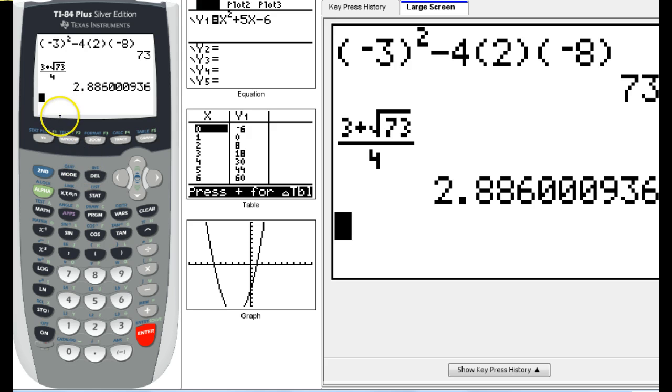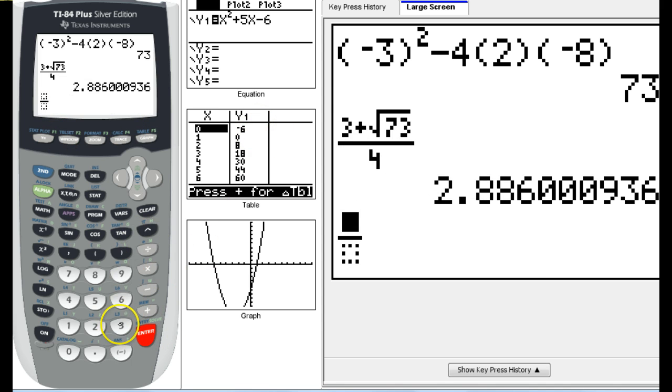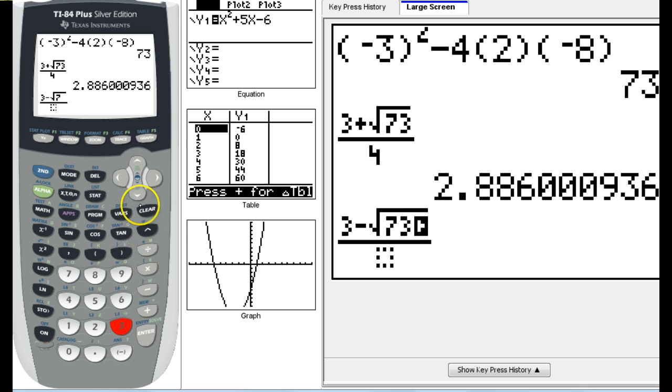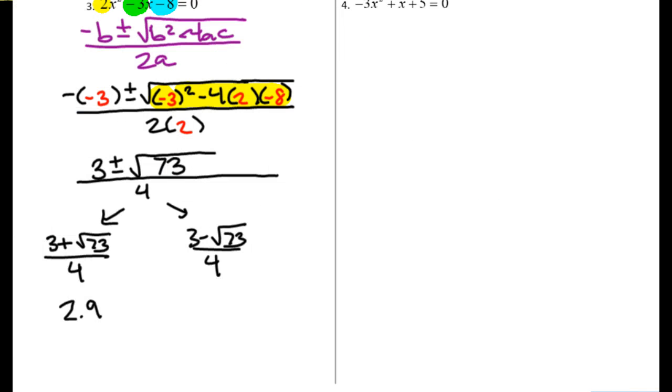Alright, so let's come back here. Put it in as a fraction. Remember shortcut, alpha y equals. Choose number 1, which is n over d. And not just type it in the same, but with a minus. 3 minus square root of 73, go down, and bottom is 4. And you'll see it's a totally different number. Now we got negative 1.386, etc. Round it to this number, look at the neighbor. 8 tells this 3 to go up to 4. Okay, so this will be negative 1.4.